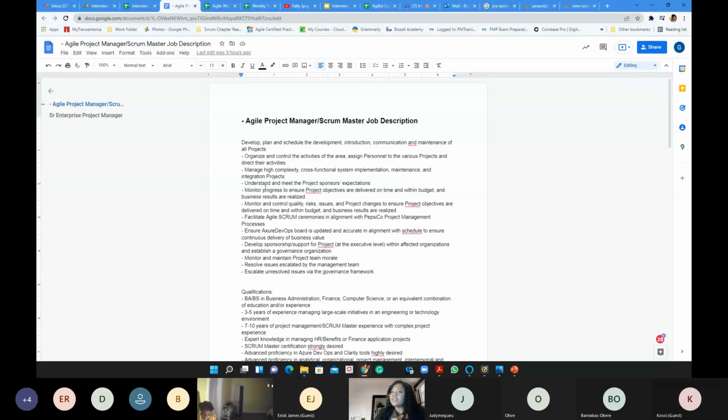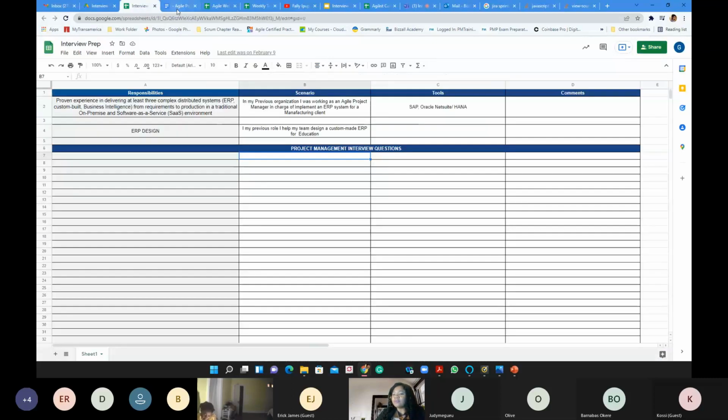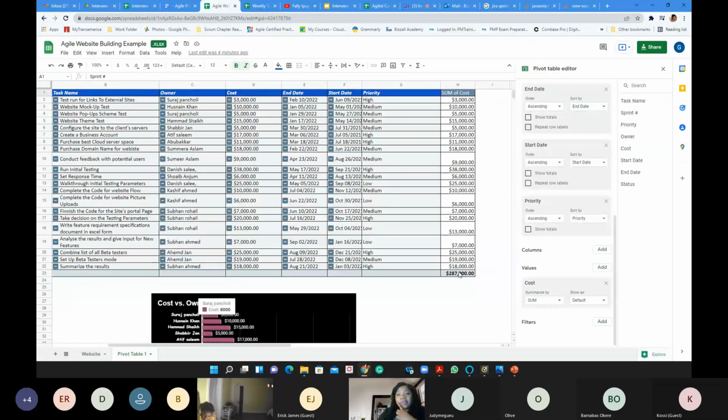Now, understand and meet the project sponsor's expectations. Nobody puts money in without wanting something back, so they want a high return on whatever they are spending. You want to meet that expectation. So if they are giving you a project where you have to spend 287,000, you have to bring value.